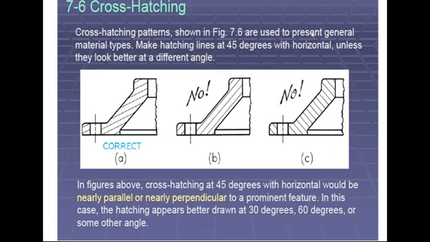Which one is preferable? Sometimes there are different components, and at that time you are required to show the different components by different hatching patterns. So at that time you can use different types of angle. You can use a 45-degree angle, a 30-degree angle, or a 60-degree angle. Any one angle you can use.